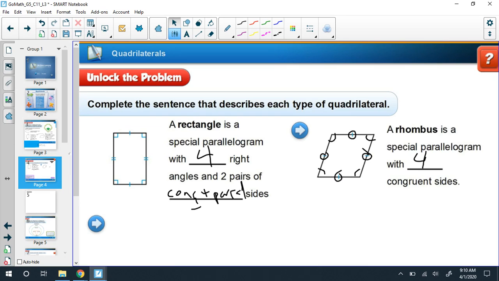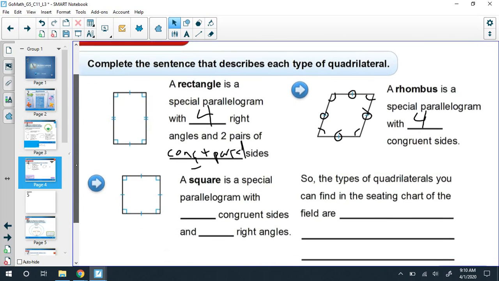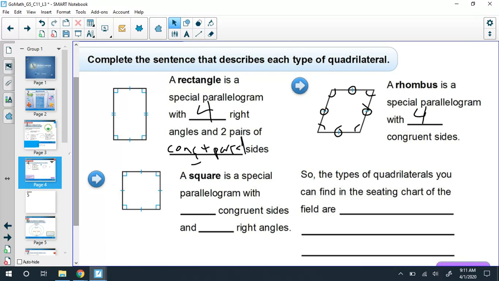Okay, up next, after a rhombus, we have our square. And a square is the most specific of all of our quadrilaterals that we can classify. In a square, first of all, it's a special parallelogram. And remember, if it's a parallelogram, then that also means that it is a trapezoid and it is a quadrilateral.